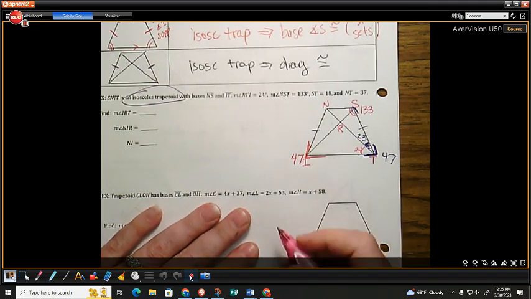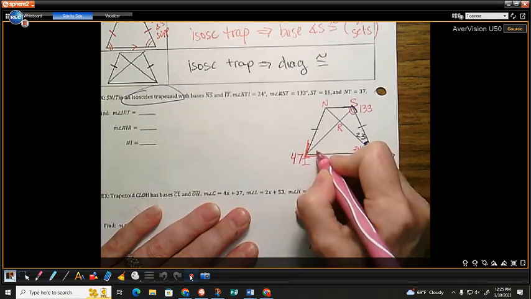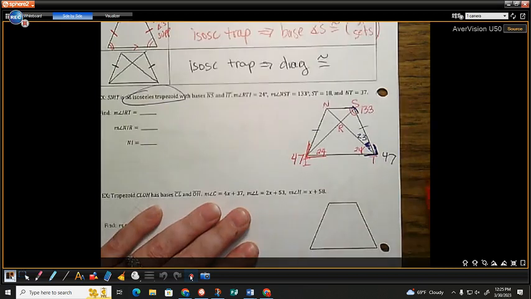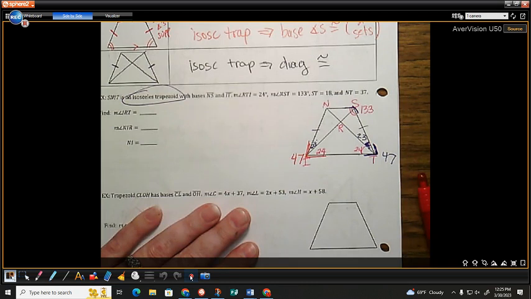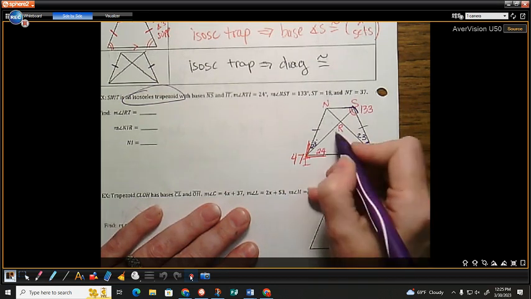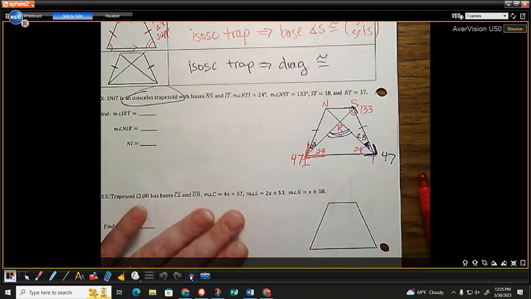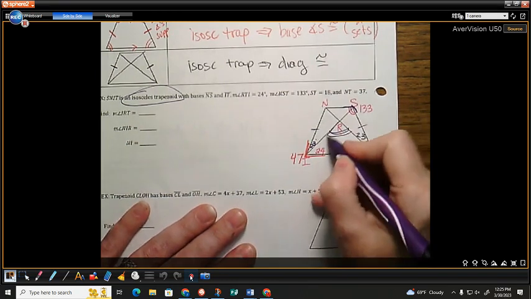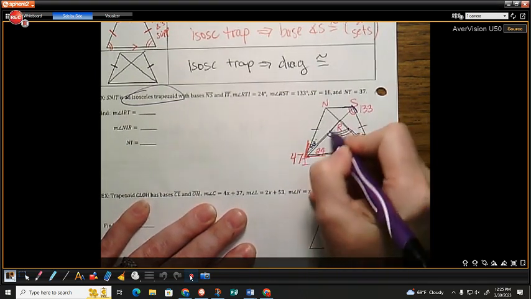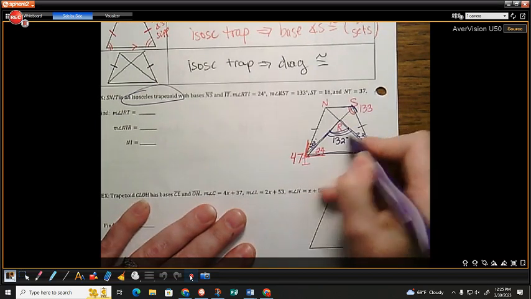So this will be 24, and this will be 23 because of those congruent triangles. So how big is this angle in the middle going to be? And how will you get that? You have a triangle that adds to 180, so take away the 48, and you get 132.